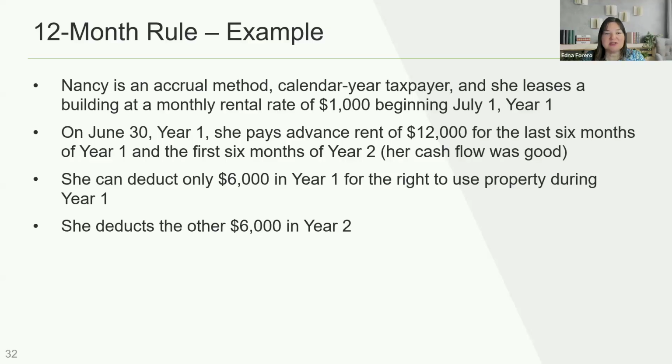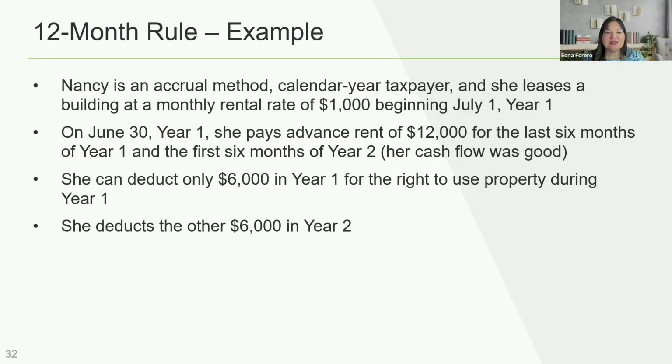She leases a building for the monthly rent of $1,000 beginning in July. On June 30th of year one, she pays an advance rent of $12,000 for the last 6 months of year one and the first 6 months of year two. She had a really good year. Maybe she sells stuff at Comic-Con and she decides that she's got enough money to prepay the rent for the year. So she had a really good sale year. And now she's done that $12,000.